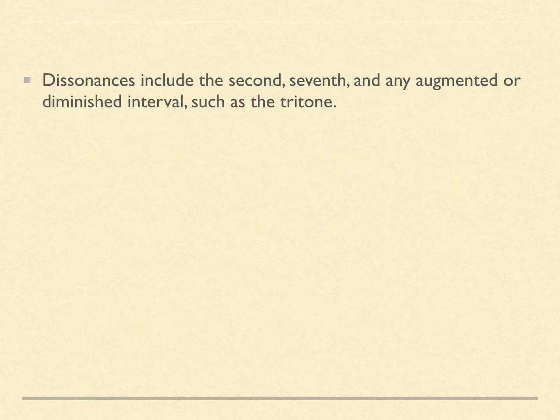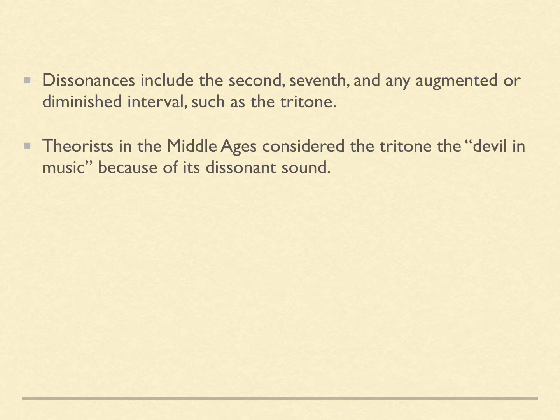So we have our remaining intervals, second, seventh, and anything that's augmented or diminished, no matter what, such as a tritone. In the Middle Ages, the tritone had this moniker, I guess, of being Diabolus in Musica or something in Latin, I think. It had a dissonant sound, and it could be difficult to deal with harmonically. A lot of people think it was because it was like some supernatural thing, but it really wasn't.